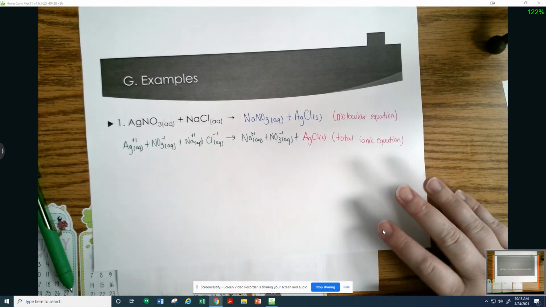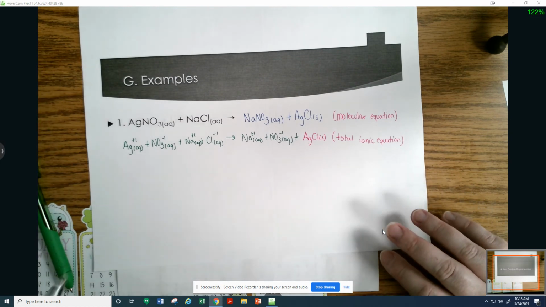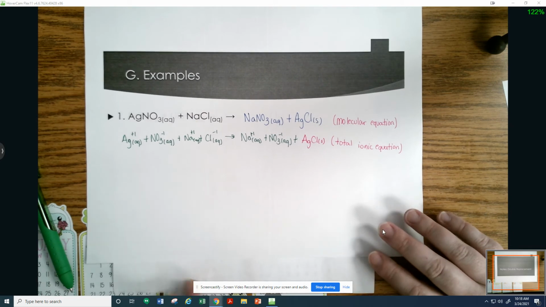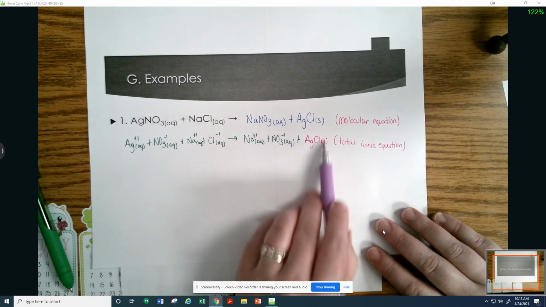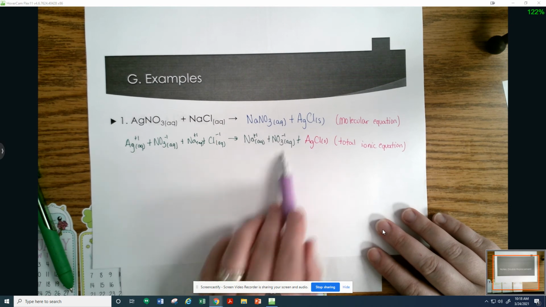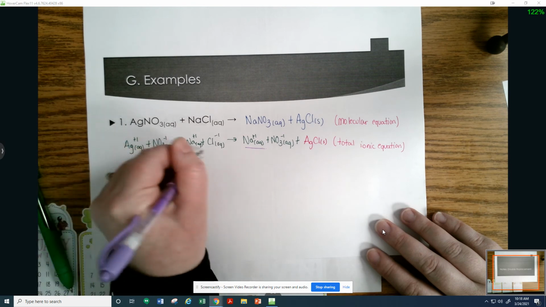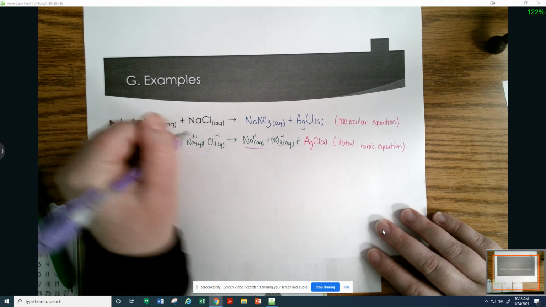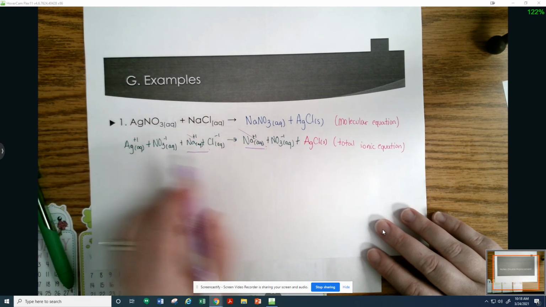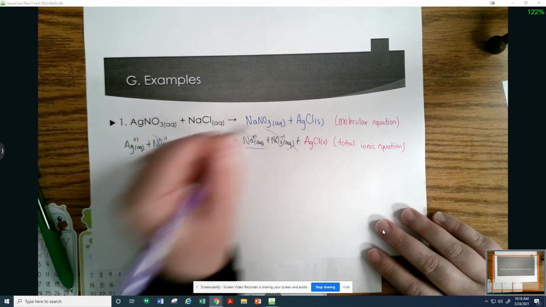Okay, now we're at the step that we need to start eliminating. Again, what we are going to eliminate are the spectator ions, the ones that had nothing to do with this AgCl. You'll see them on the product side. They should also be on the reactant side. So I see the Na here and the Na here. That's spectator ion number 1. NO3, NO3. This is my second spectator ion.